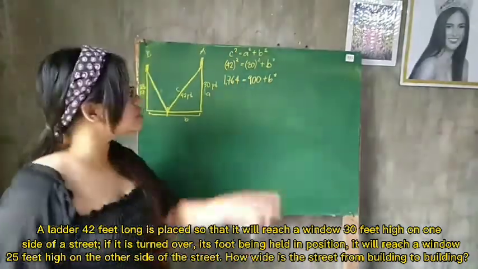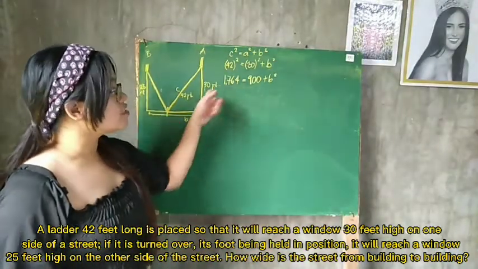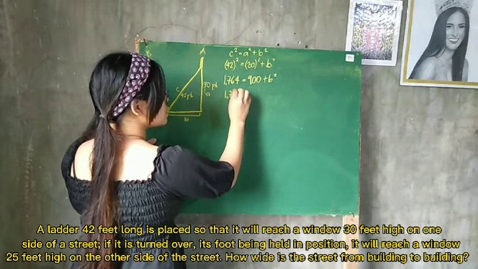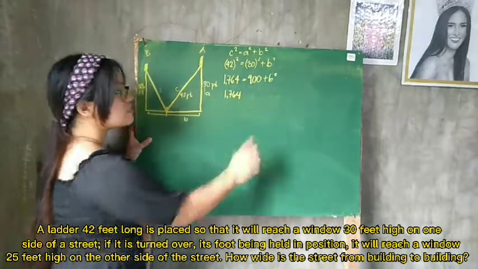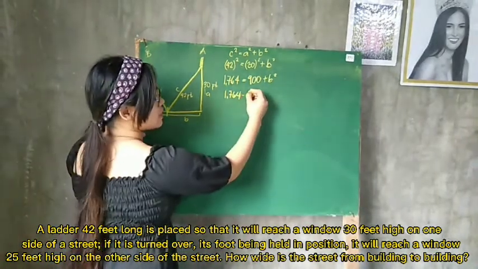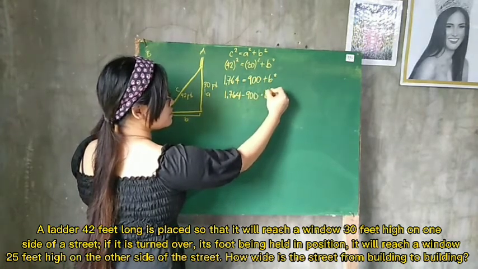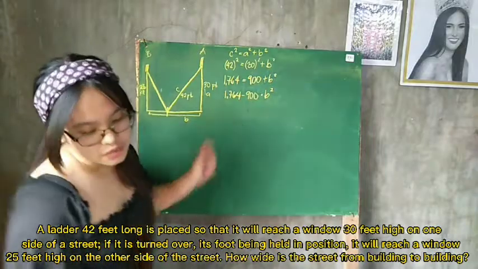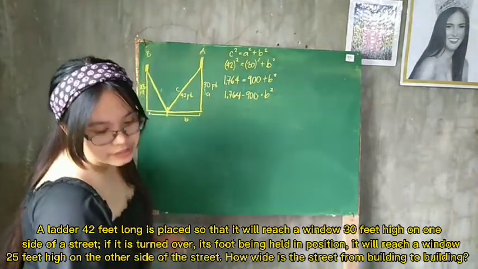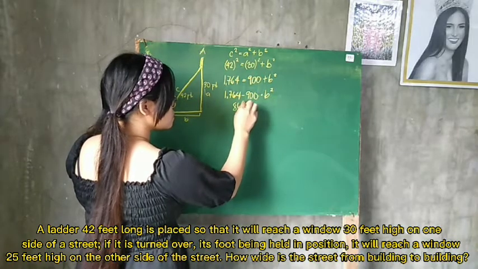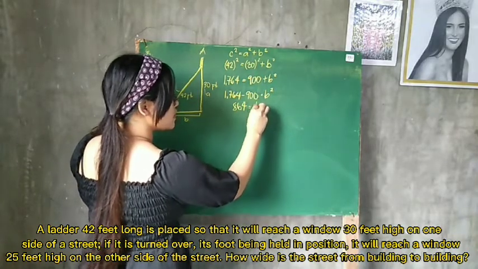Next, let's transpose the 900 to the left side. So we have 1,764, and the positive 900 will become negative, is equal to b squared. Then subtract. So we have 864 is equal to b squared.